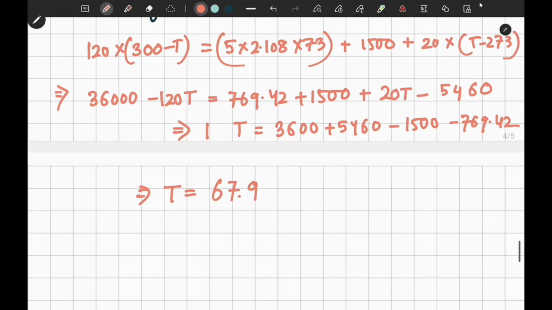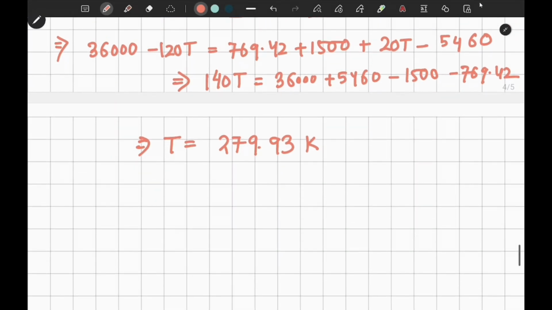Oh, sorry, this is 140. And goes that side, it will be 140. Oh, and this is 6. Sorry, plus 5460 minus 1500 minus 1069.2, divided by 150. 279.93 Kelvin. So you see, the final temperature is greater than 273.